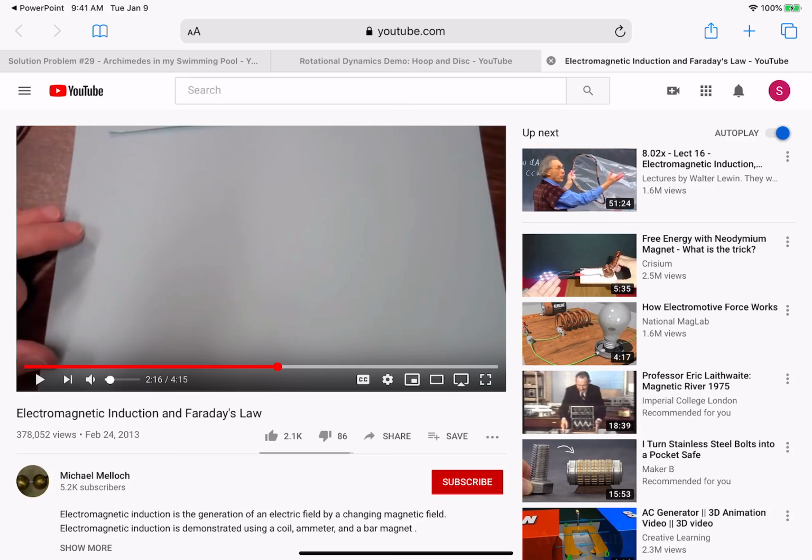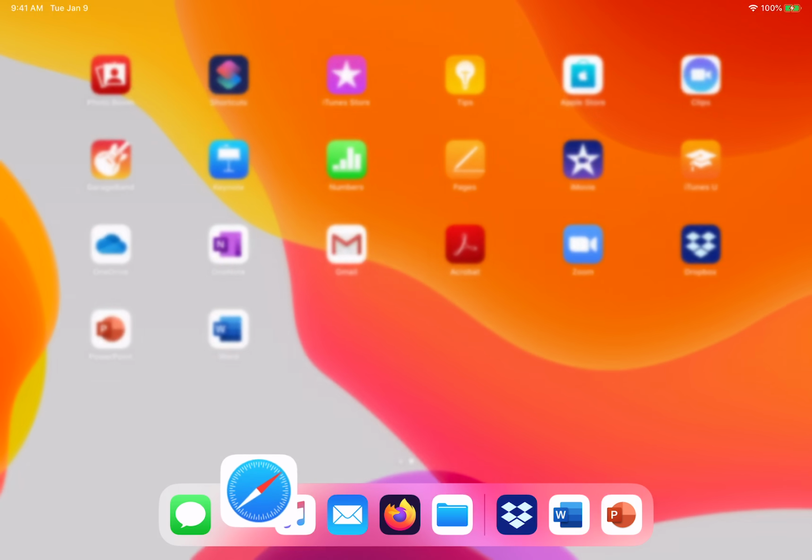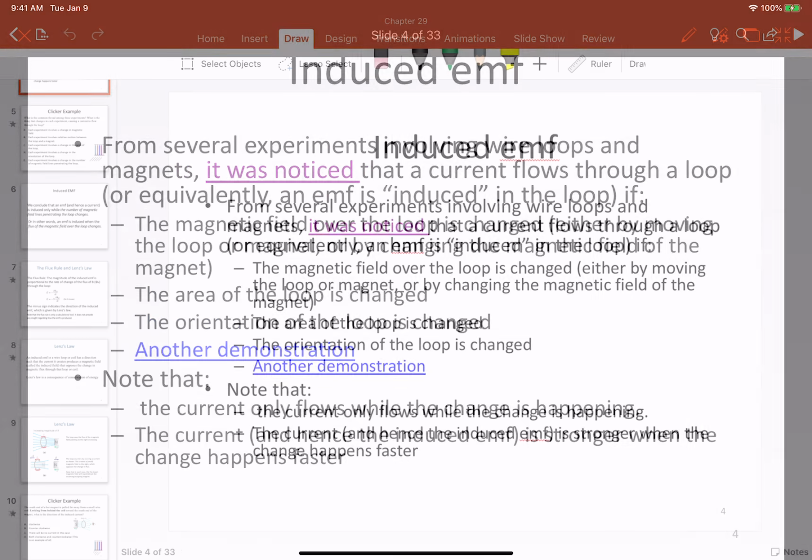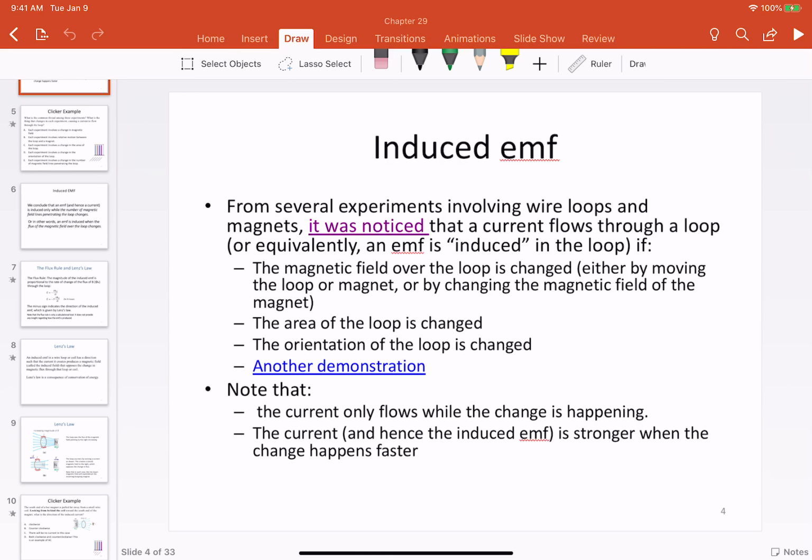So Faraday did a bunch of experiments of this sort. And here is a summary on the slide of the things that he noticed. He noticed that a current flows through a loop, or in other words, an EMF is induced in the loop, if A, the magnetic field over the loop is changed, either by moving the loop or the magnet, or by changing the magnetic field of the magnet.